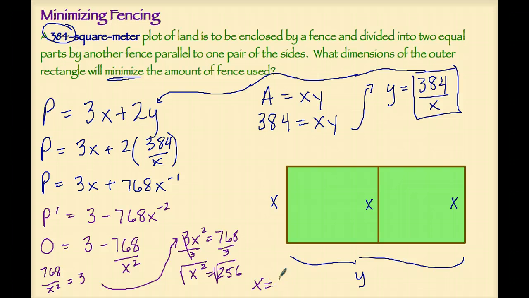We'll get x equals 16. Therefore, to minimize the amount of fencing being used with this particular situation, you need to let x be 16.